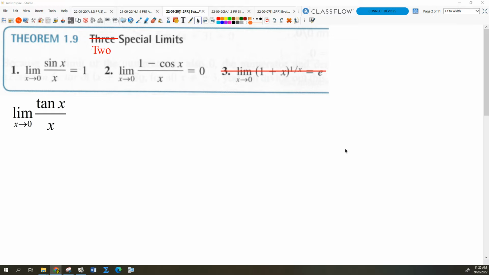What do you think? Well, for one thing, both of our known special limits involve sine and cosine, right? So what's the first thing we probably should do here? Write tangent in terms of sine and cosine. Okay, so this would look like then the limit of sine x over cosine x. Does everybody agree with that? I maybe skipped a step there, but does everybody agree with that statement? Okay. Now what?